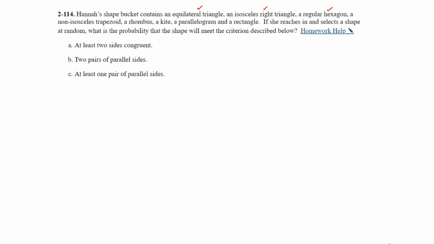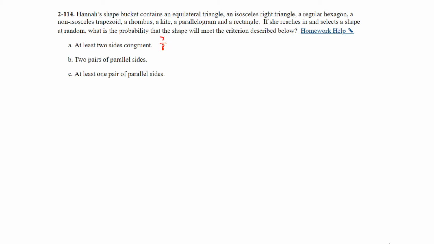A non-isosceles trapezoid would not work. A rhombus has at least 2 sides that are congruent. A kite does as well. A parallelogram and a rectangle. So it looks like all of them except the trapezoid, which would give us a total of 7 out of 8 possible. The next one is 2 pairs of parallel sides. So it doesn't say at least, but 2 pairs. So we need to look for exactly 2 pairs.